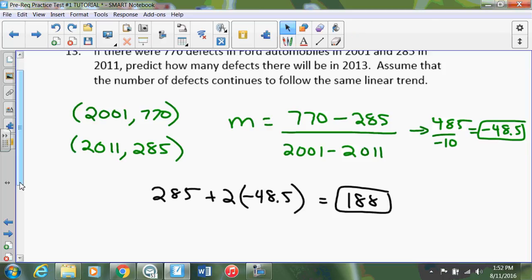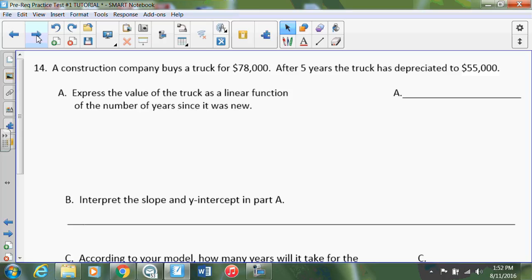Okay. Let's move on to the next problem. A construction company buys a truck for $78,000. After 5 years, the truck has depreciated to $55,000, which I have to stop and say, this is a sad fact. We buy these cars or trucks, and they decrease in value. I guess that's why we have to turn around and buy new ones.